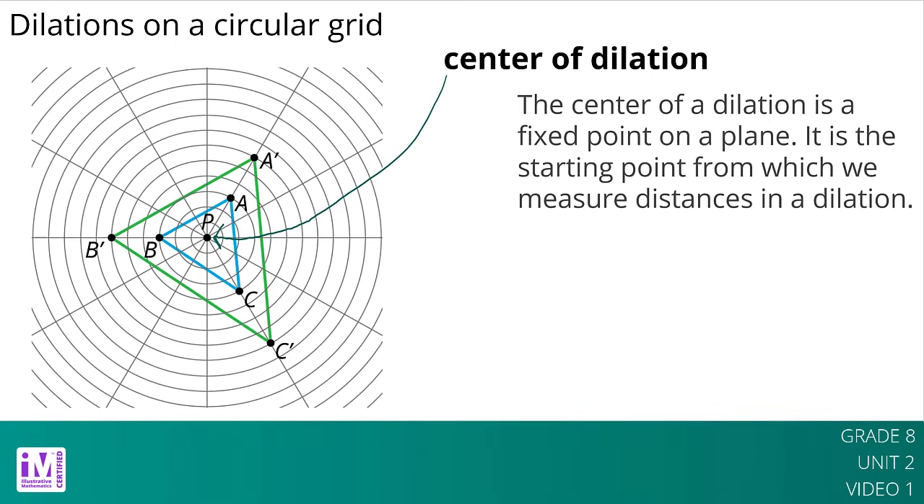In this example, the scale factor of the dilation is 2. That means that each corresponding point stays in the same ray from P, but its distance from P doubles. That is, since the circles on the grid are the same distance apart, segment PA' has length 6 units, which is double the length of segment PA.